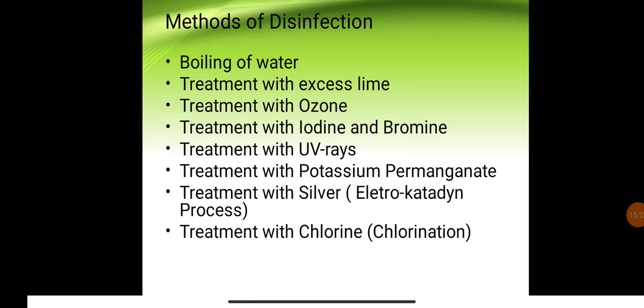The normal dose of disinfectant is 1 to 2 mg per liter with 6 hours contact time, and it cannot guarantee 100% removal of bacteria. In comparison with other disinfection methods, potassium permanganate does not guarantee 100% removal of bacteria. That is the disadvantage of potassium permanganate, and it is rarely used. And now, treatment with silver.